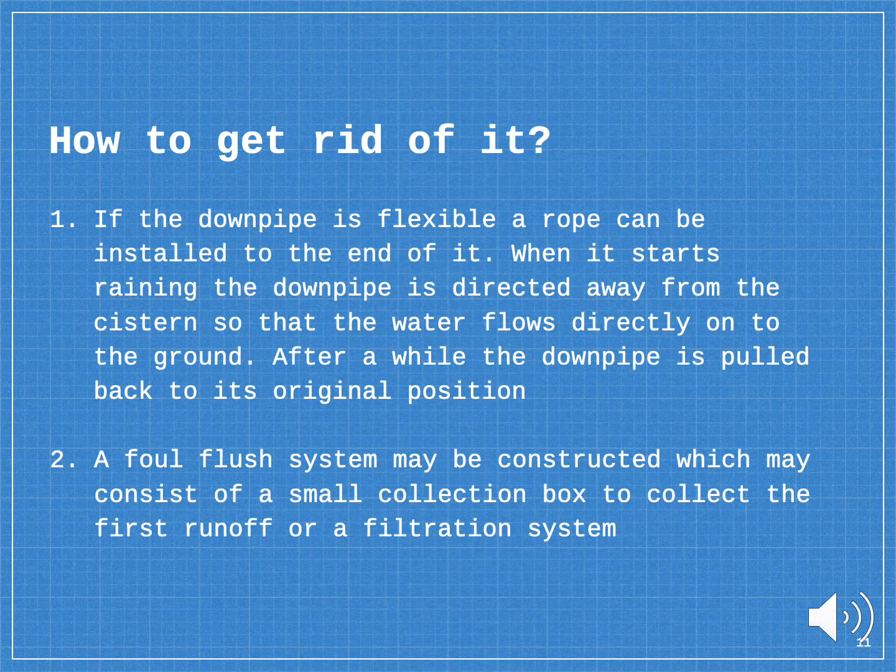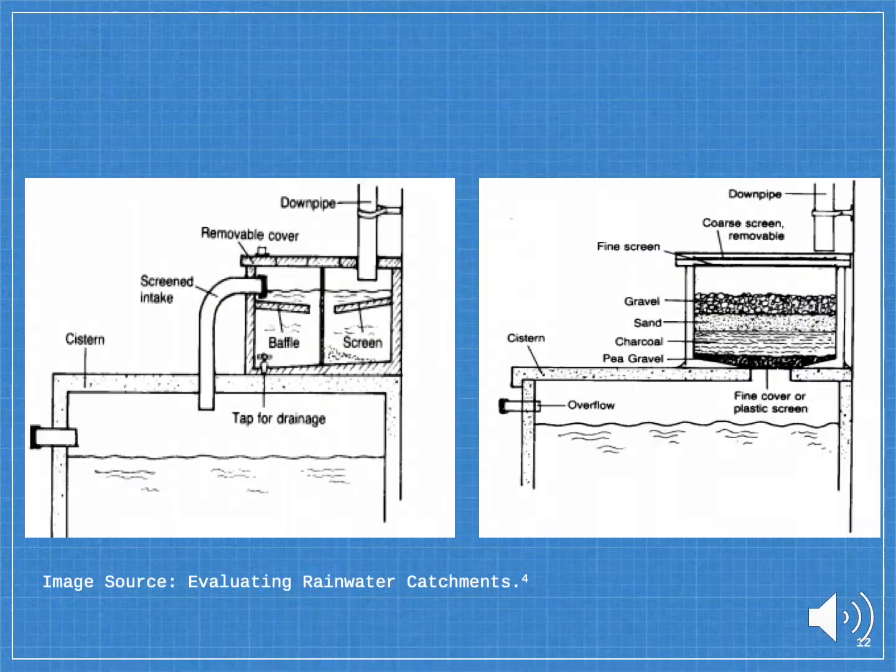Alternatively, if the system is more elaborate, a foul flush system may be constructed, which may consist of a small collection box to collect the first runoff, or a whole filtration system. On the right, we have the filtration system, which is made up of pea gravel, charcoal, sand, and gravel. This filtration system prevents impurities that we don't want in the water, such as silt, from getting into the tank.